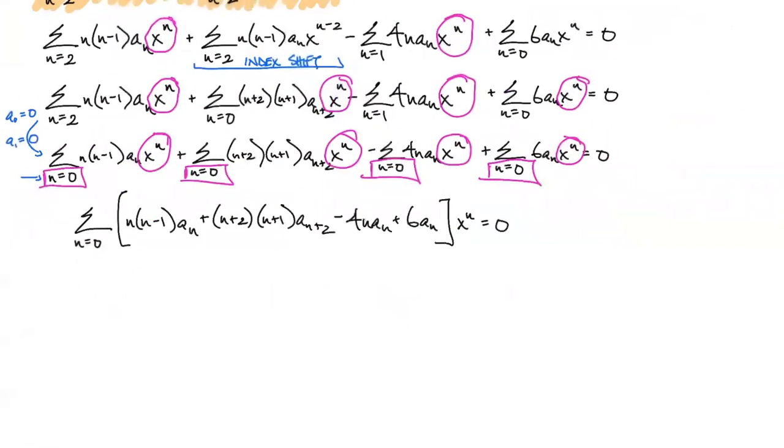All right. And now we're going to go ahead and combine some terms. In particular, all the ones with the a sub n, I'm going to take n times n minus 1, subtract 4n, and add 6. Okay.